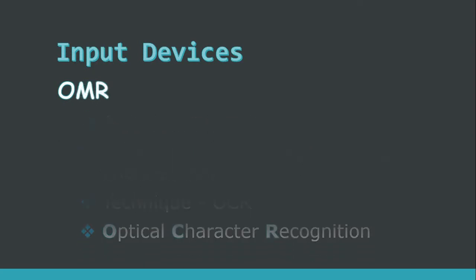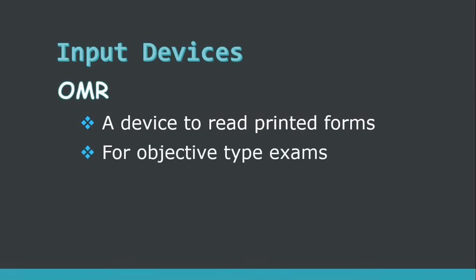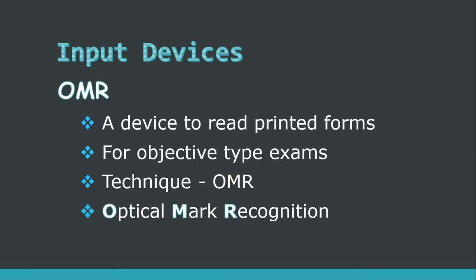Next, OMR. Optical Mark Reader is a device for reading printed forms, that is used for objective type exams. The form contains boxes or circles that can be filled with dark pencil or ink. This technique is called OMR, that is Optical Mark Recognition. The OMR is commonly used for checking answer sheets that have multiple choice questions.